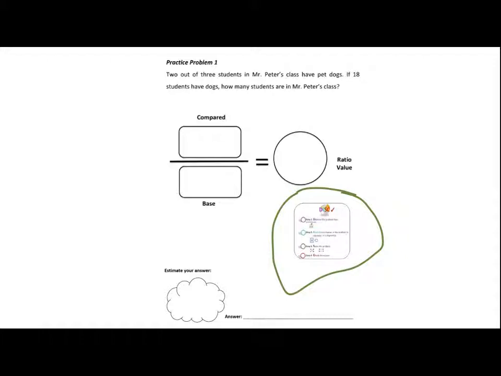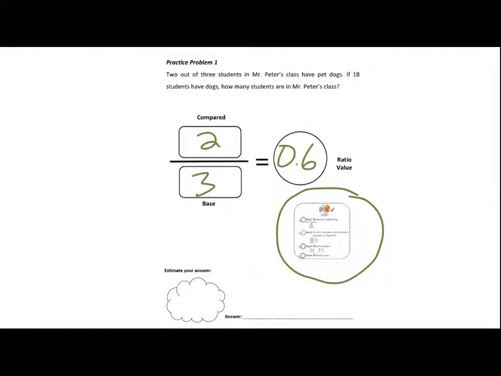That was a terrible circle. I'm going to try that again. There we go. That's better. Okay, so my answer here, I have 2 out of 3. That gives me a ratio value of 0.6 repeating. Turns out my final answer will be 27 total students in Mr. Peters' class. You figure out why this is the correct answer and how we got it.